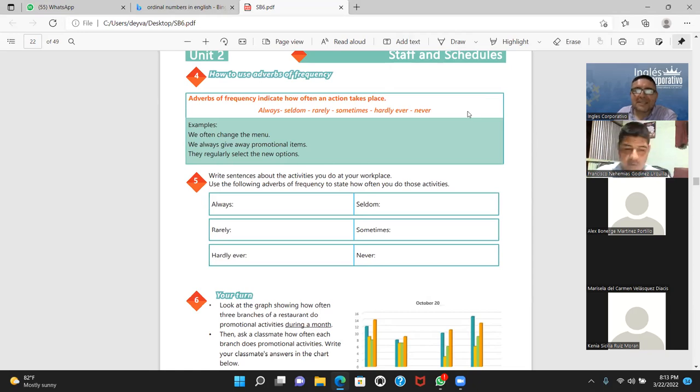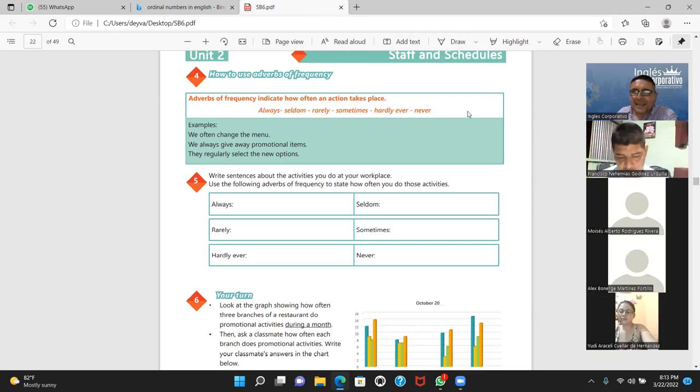Ahí está la respuesta. ¿Qué tan seguido, qué tan frecuente una acción toma lugar? Do you go to the park? Sometimes. Do you go to church? Usually. Do you eat breakfast?